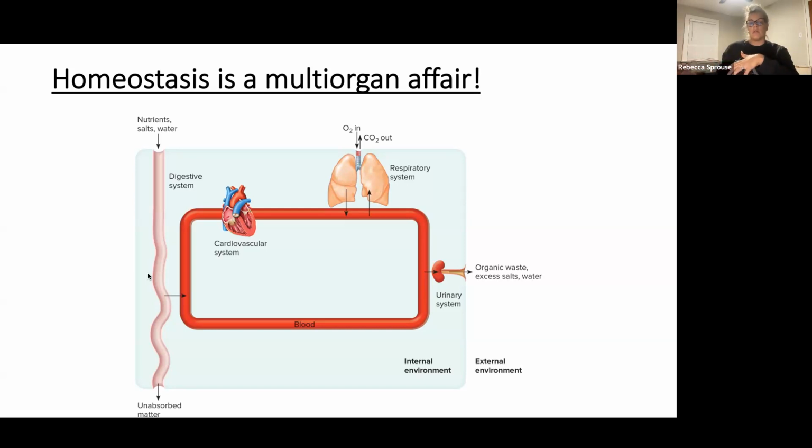And just for example, a really great example would be your cardiovascular system and your urinary system working together to maintain blood pressure. Those things work very, very closely together. Very different places of the body, right? But they work very closely together to maintain blood pressure. So just keep in mind that this is a very integrative process.